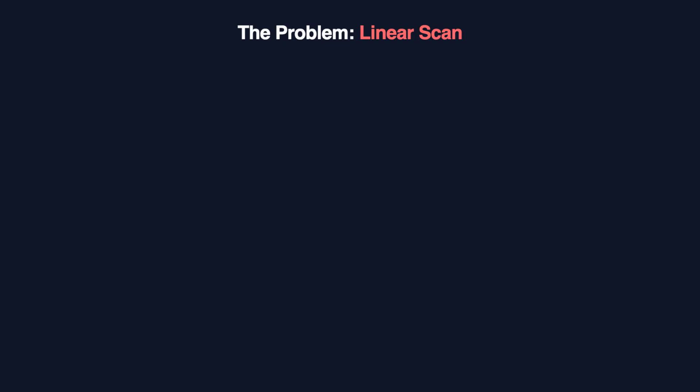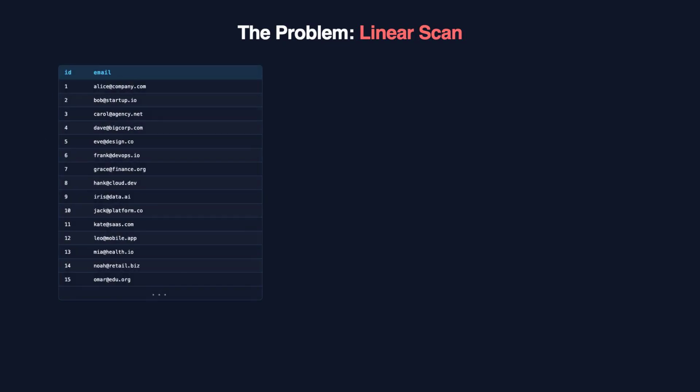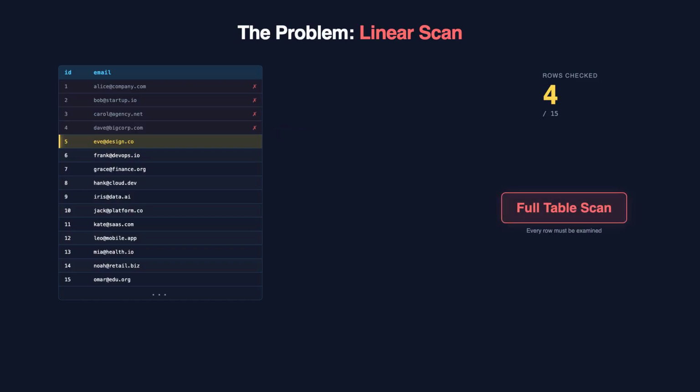Without an index, the database has no shortcut. It starts at the first row and checks the email column. Not a match. Move to the next row, not a match. Next row, still not a match. This is called a full table scan. The database reads every single row until it finds what it's looking for, or worse, until it reaches the end and confirms the row doesn't exist.